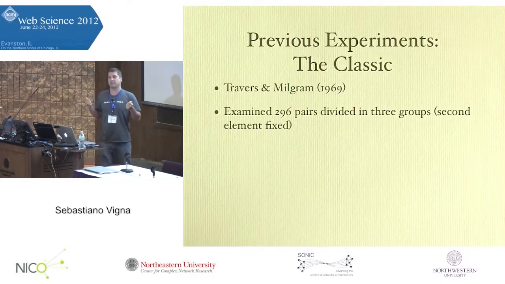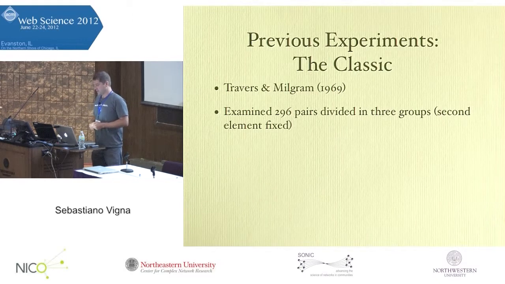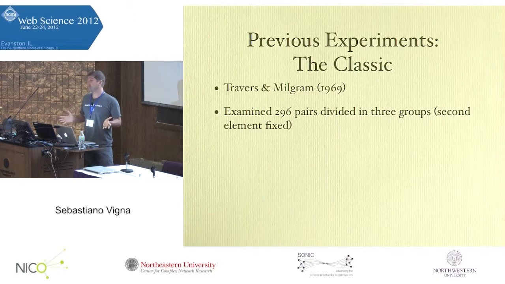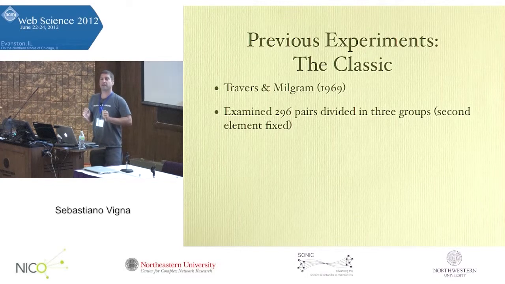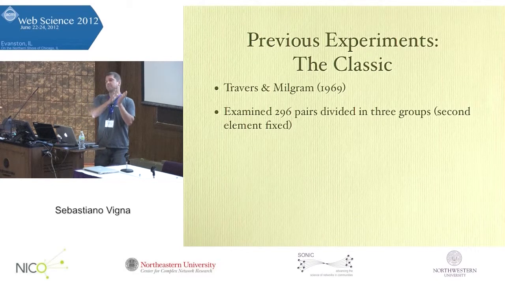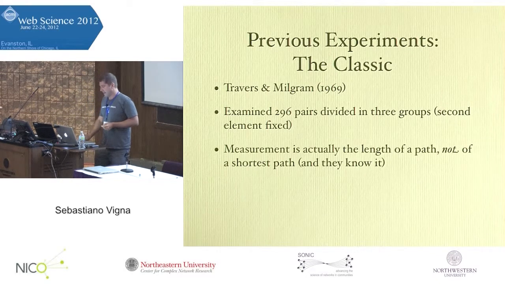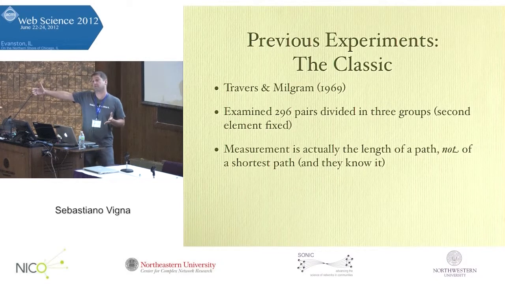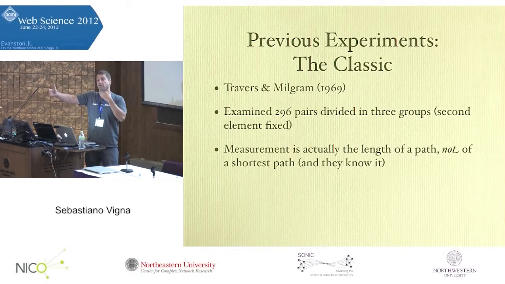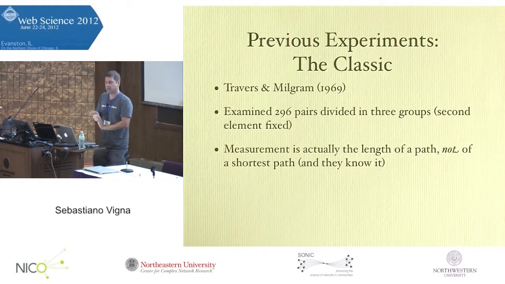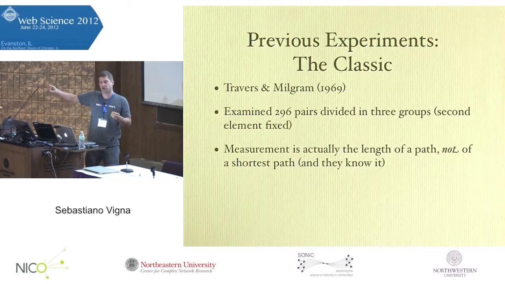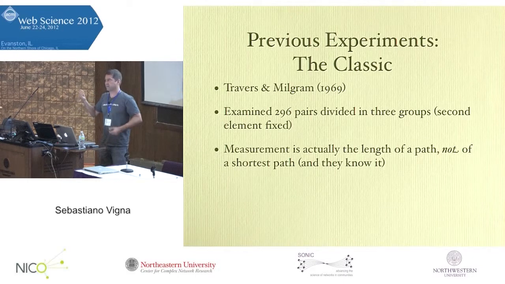They examined 296 pairs of people, divided in 3 groups, and of these pairs, the second element was fixed. So there are 296 people, and a single person that must receive some postcards. And what they did was to ask people, please send this postcard to this person you don't know by sending it to your friend that you think will be closer to get the postcard to the final recipient. In this way, they got chains of friendship going from these 296 people to this single recipient, which was a stockholder in Boston.